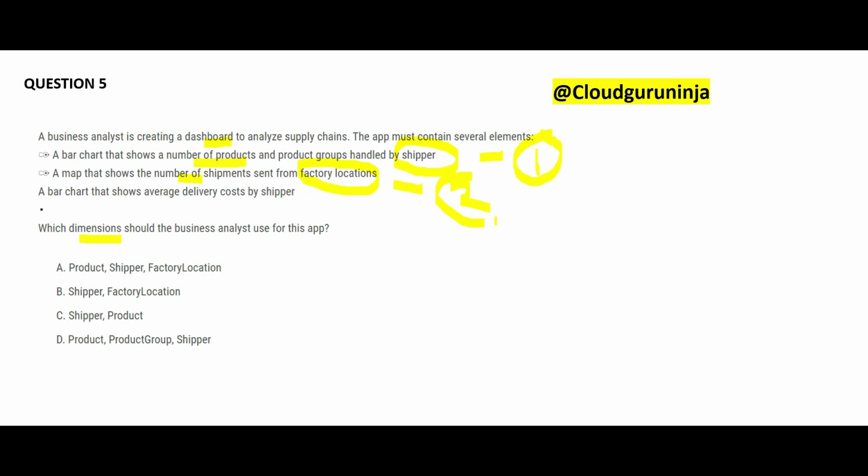Then you have to show average bar chart delivery cost by shipper. So again shipper is your dimension number 3, but shipper you already have, right? Dimension number 1 is shipper. So you have two dimensions: shipper and factory location. So this would be our answer.